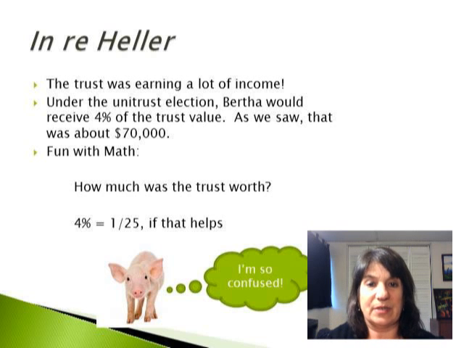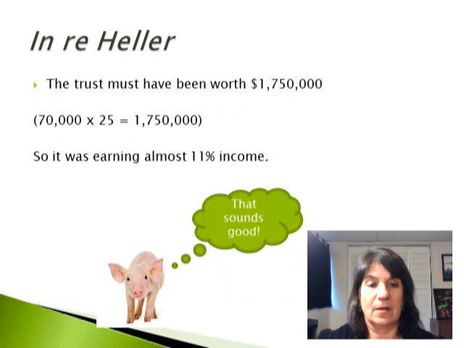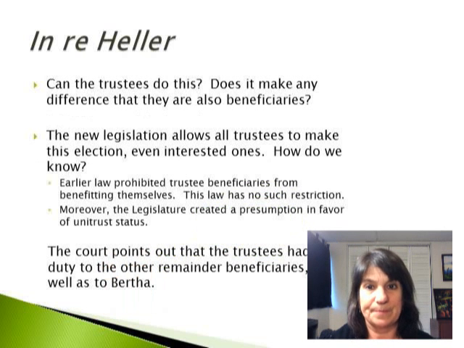So under the unitrust election, 4%, Bertha would only get $70,000. So you can figure out what the trust itself was worth. Almost $2 million. And that means her $190,000 was actually 11% income. That's pretty good income return. But probably that meant there were stocks that weren't growing very much.